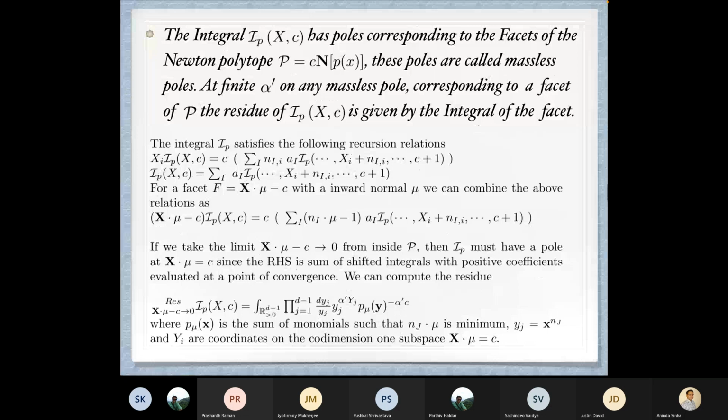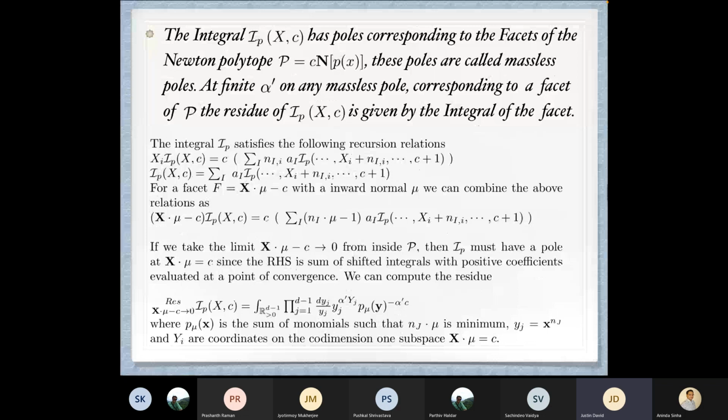And furthermore, you can also compute the residue. Once we know this, you can compute the residue from the same relation. And you can see that the residue, once you relabel variables a bit, does indeed correspond to the integral for the facet.